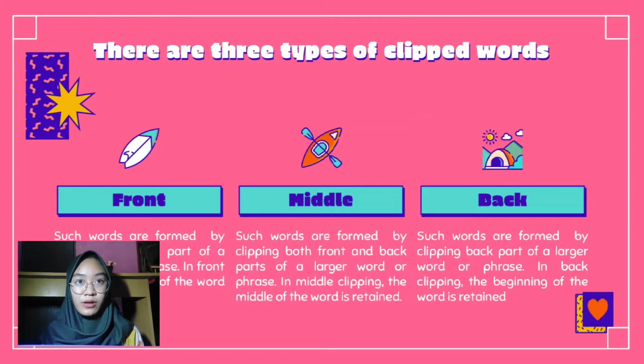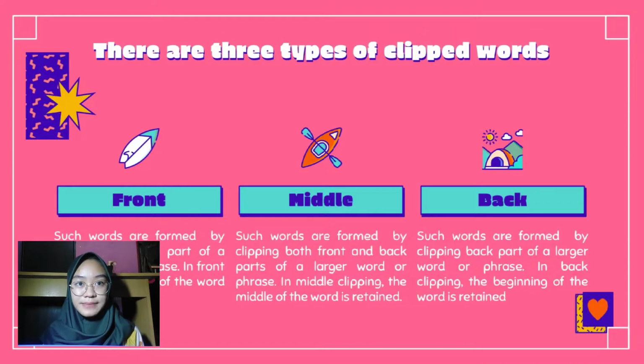Next, types of clipping. There are 3 types of clipped words. The first one is front clip words. Such words are formed by clipping the front part of a larger word or phrase. In front clipping, the end of the word is retained. For example, plane from the word aeroplane.